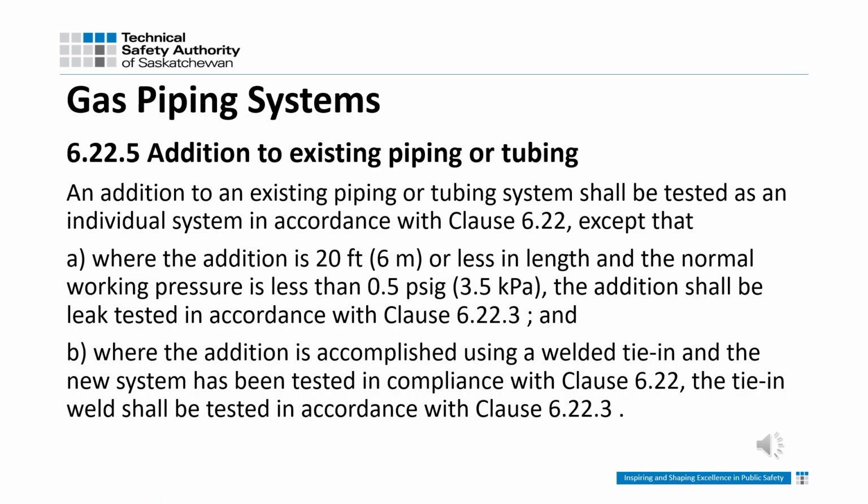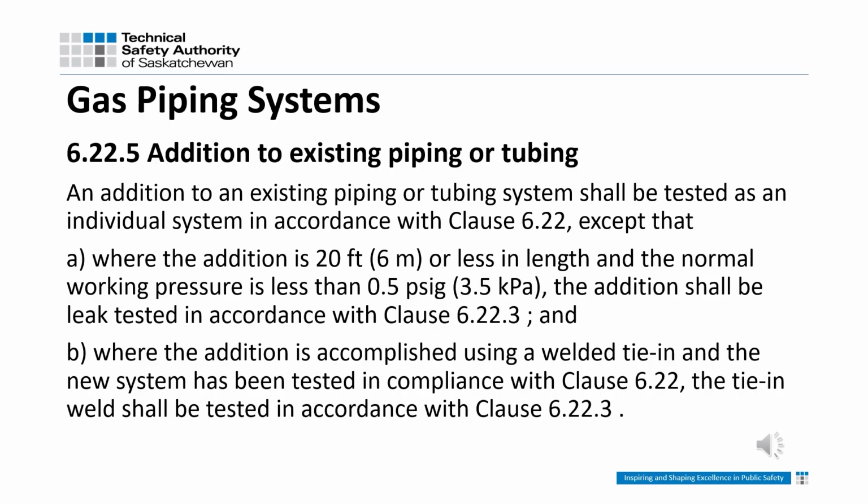6.22.5 Addition to existing piping or tubing. The testing requirements are the same in accordance with 6.22, except when they meet the requirements of A: the addition is 20 feet or less, and normal working pressure is less than 0.5 psig, and the addition shall be leak tested as per 6.22.3. And B: where the addition is accomplished using welding tie-in, the new system shall be tested in compliance with 6.22. The tie-in weld shall be tested in accordance with 6.22.3.